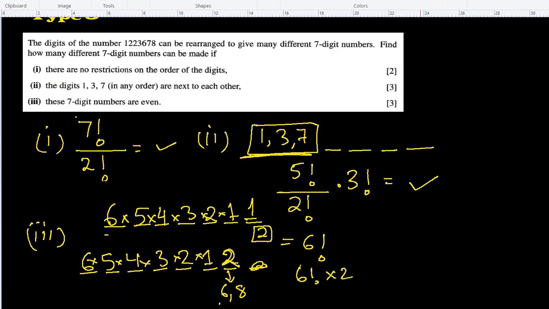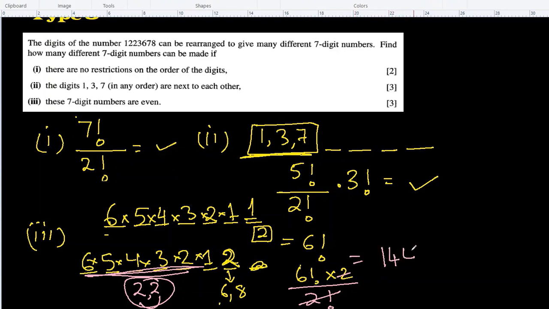But we have to be very, very alert. We have to know that out of these digits, somewhere we have 2 2's, isn't it? We have 2 2's. And if they take each other's place, it will be the same number again. So we have to divide this whole number by 2 factorial. And 2 factorial is actually 2, so we can cancel 2 and 2. So it is again 6 factorial. So 6 factorial plus 6 factorial will be the answer. I think that will be 1440.